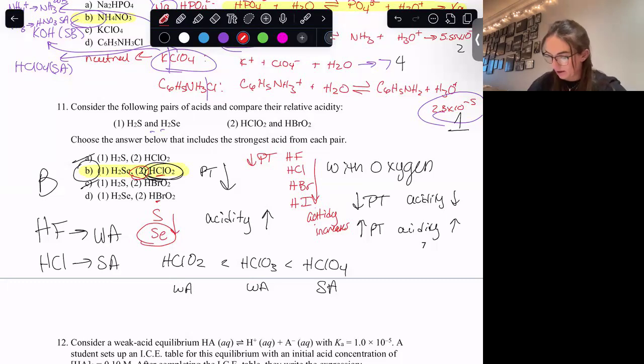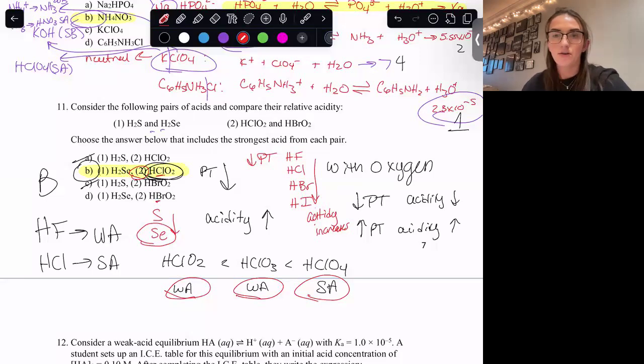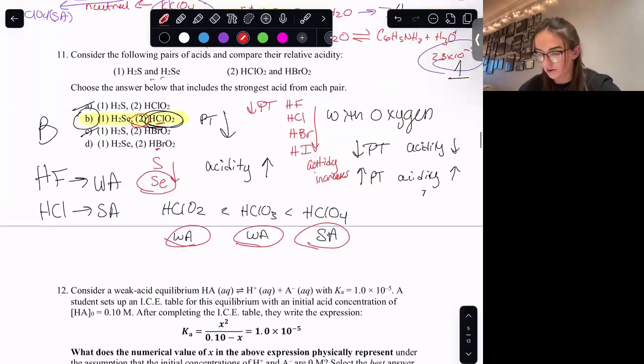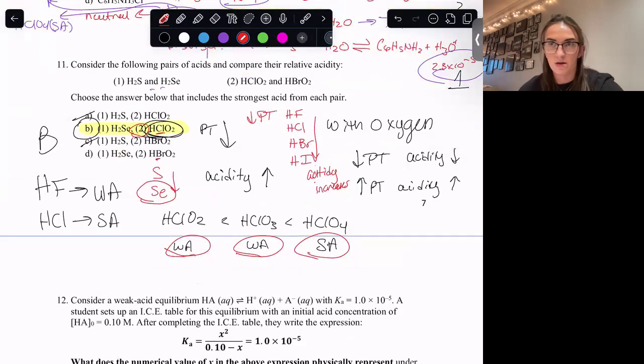And then what we talked about yesterday as well is that if you're increasing the oxygens, HClO2 compared to HClO3 compared to HClO4 is increasing in acidity. So the more oxygens you have, the more acidic that molecule is. Okay. Are there any other questions on 11? Does that help with 11?